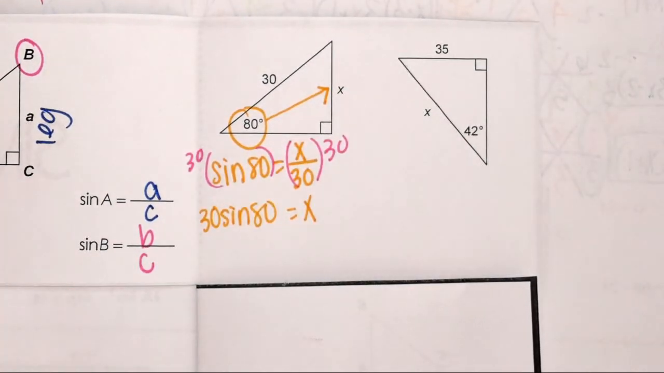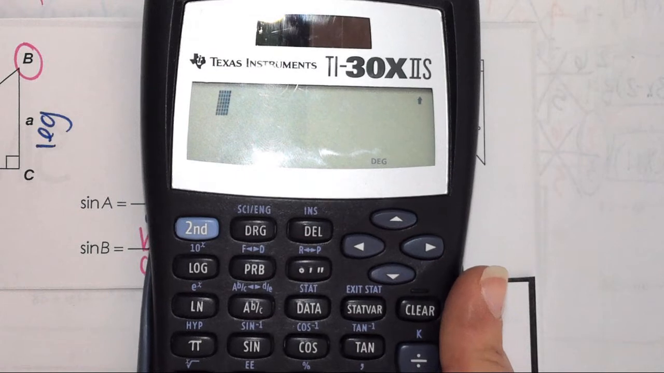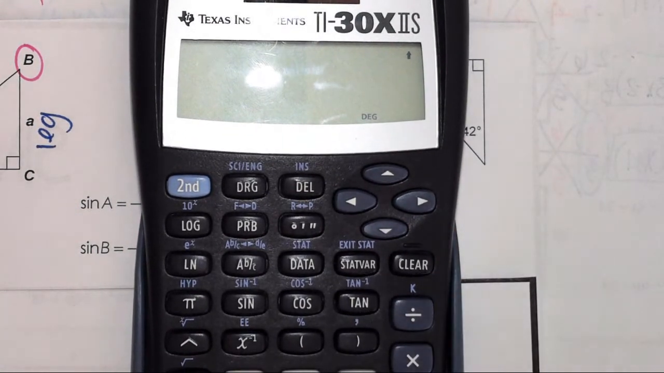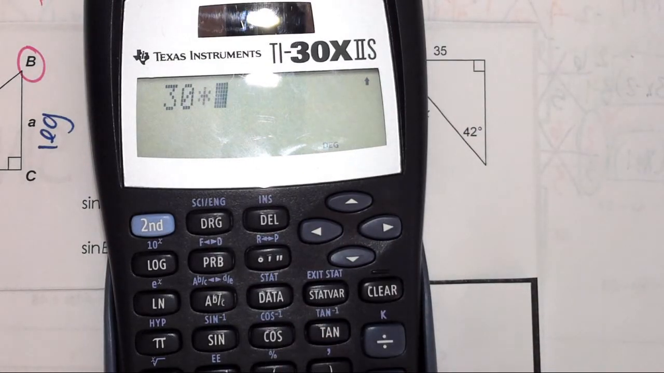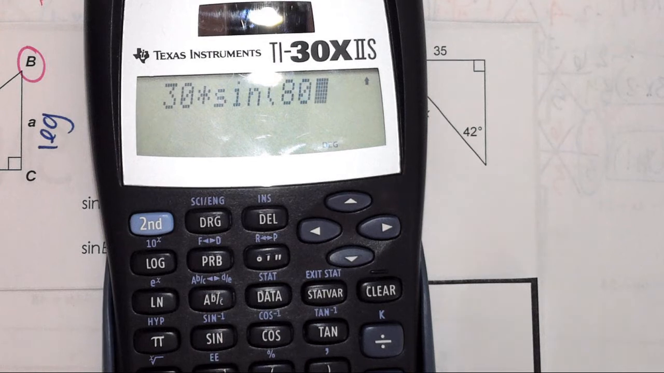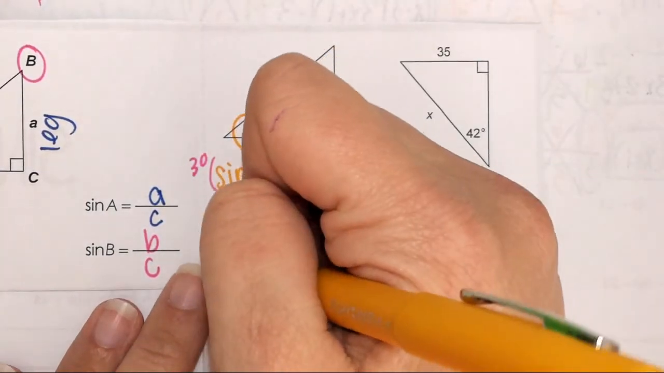Now since we don't know the sine of 80 off the top of our head, what we're going to do is plug it into our calculator. I'm going to use this type of calculator. If you have a different one, then come to zero period and we can look at it together. But I'm using this one. So I do 30 times the sine of 80. 29.5, and we round to the nearest tenth. So that gave me that side length.